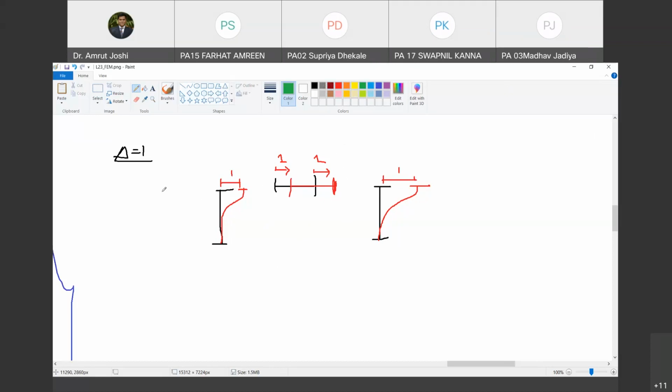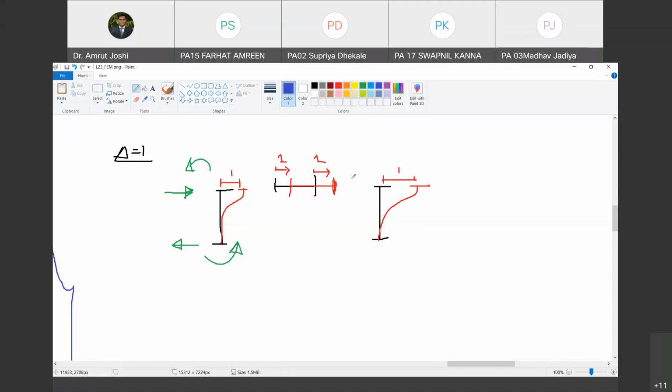To shift this end towards right, I will have to apply a horizontal force towards right. As this force is towards right, as a reaction, this force is going to be towards left. Happy? Yes, sir. Now, this pair of forces produces a clockwise moment. Therefore, the moments here must be anti-clockwise.